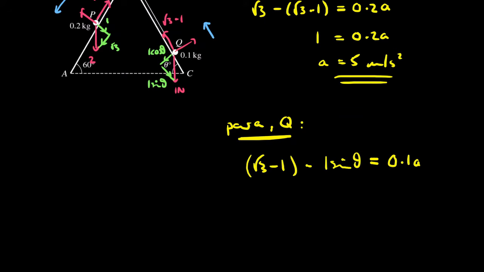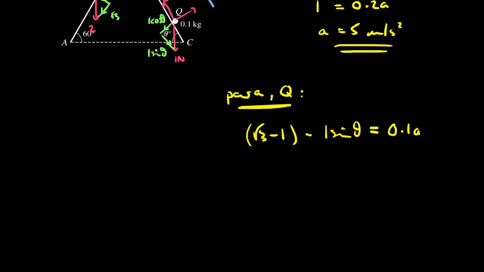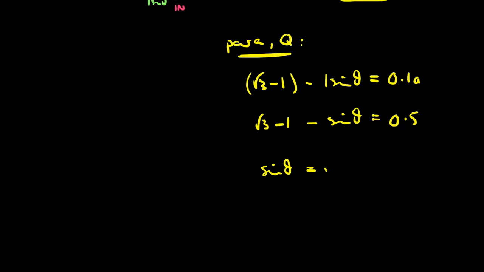And of course, we know from the previous part that a is equal to 5. So what we can say is, root 3 minus 1 minus sine theta is equal to 0.1 times 5, which is 0.5. And therefore, rearranging, sine theta must be equal to root 3 minus 1 minus 0.5, which is root 3 minus 1.5. So theta is going to be the sine inverse of root 3 minus 1.5. I've just got to key that into my calculator. Root 3 minus 1.5 equals, and then sine inverse of that is 13.4. So the angle there is going to be 13.4 degrees.